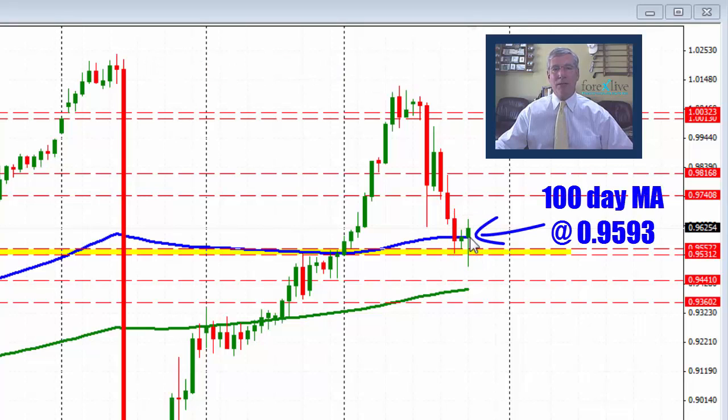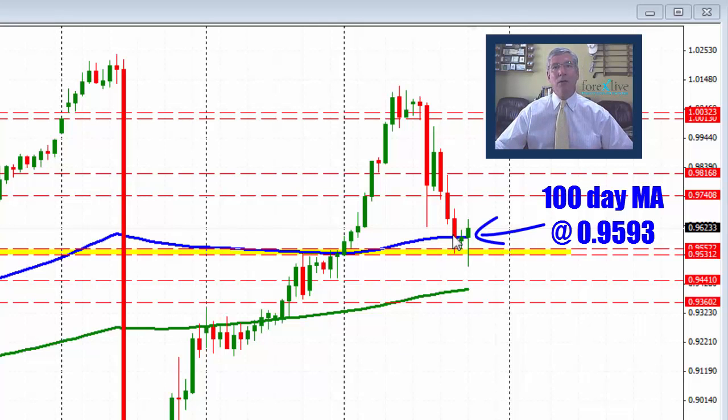This blue line represents the 100-day moving average. The 100-day moving average is currently coming in at 95.93 and the current price is trading at 96.25. So a close above the 100-day moving average is also more bullish, especially in the fact that we closed below the 100-day moving average the prior two days. So we closed below yesterday and the previous day. We closed above here today, switching from bearish to more bullish.